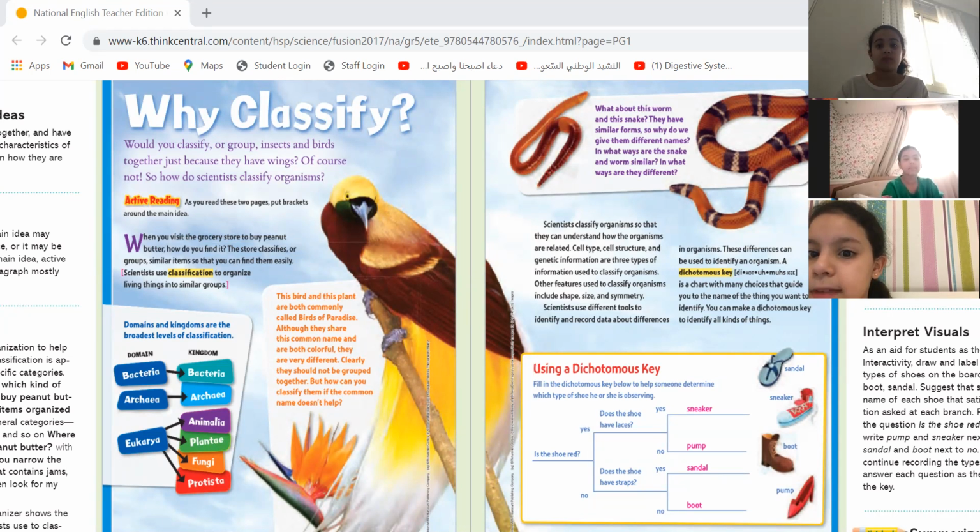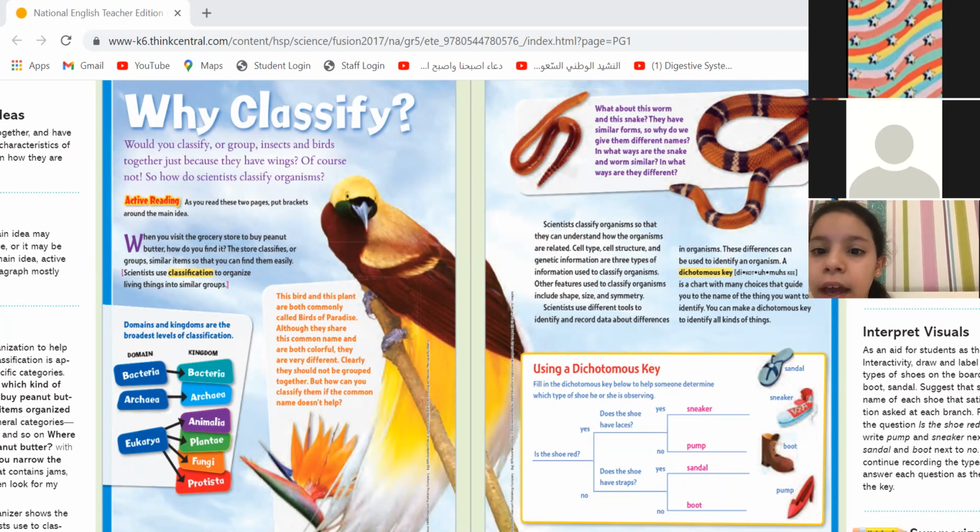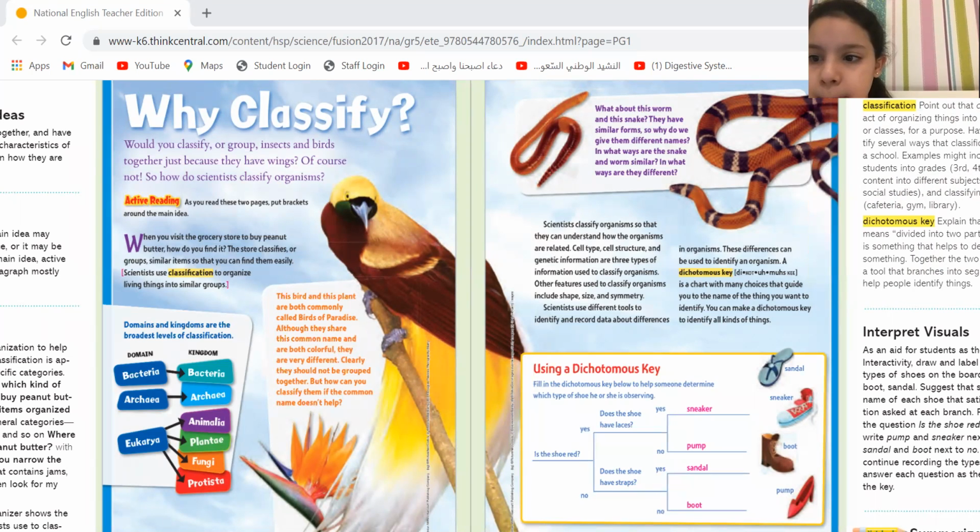Okay. Tala, can you explain it to me in your way? What do you understand from this word? Not classifying, dichotomous key. What is a dichotomous key? It's like a chart that shows how you divide the reptiles and the animals and stuff. It will give you words to learn how to search about it and how to identify it.